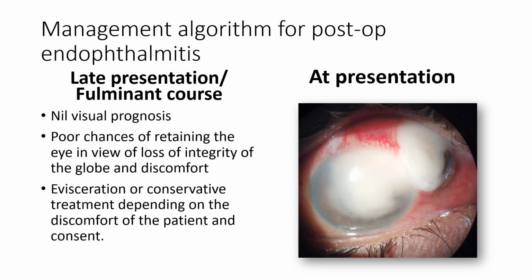So the visual prognosis is nil, and there is a poor chance of retaining the eye as the integrity of the globe is gone, and evisceration or conservative treatment depends on how severe the patient's symptoms are. If the patient has sleepless nights because of the pain, it's better to remove the eye with the consent of the patient. If the patient has not so significant pain, then topical and intravitreal injections can be given so as to control the suppuration, and later on eyes like these will go into phthisis bulbi spontaneously.